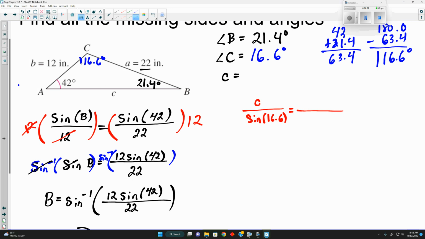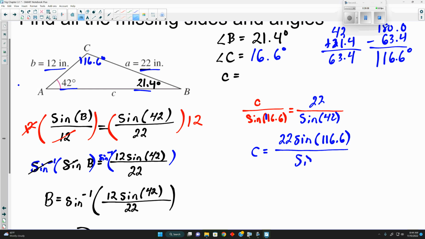Now what we have next is I need to pick side length A or side length B. Personally, I pick side length A. And the reason I pick side length A is side length A is 22 and the angle is 42 degrees. So we'll finish this up shortly. And the reason I don't pick B is we had to approximate the angle. I try to keep nice numbers if I can. So we'll have 22 over sine of 42. And when we multiply, we'll have 22 sine of 116.6 over sine of 42.